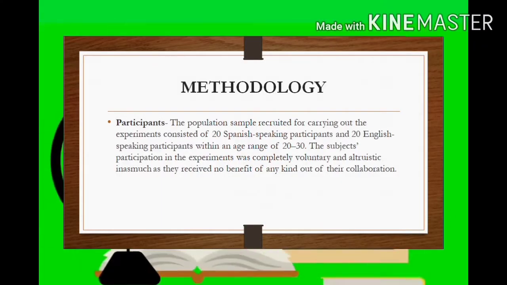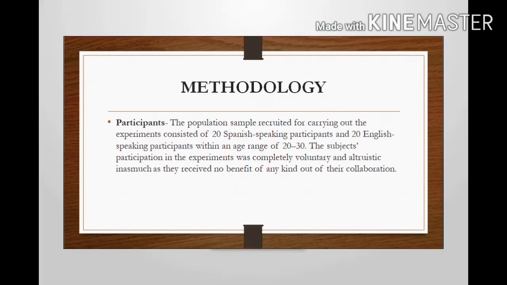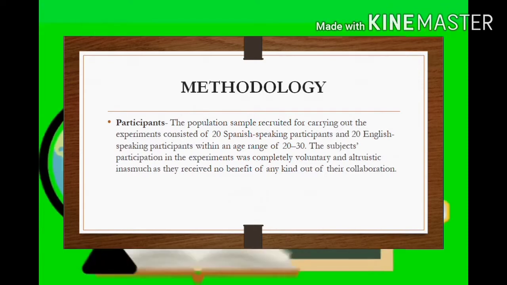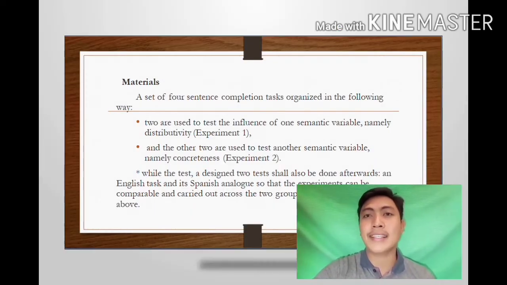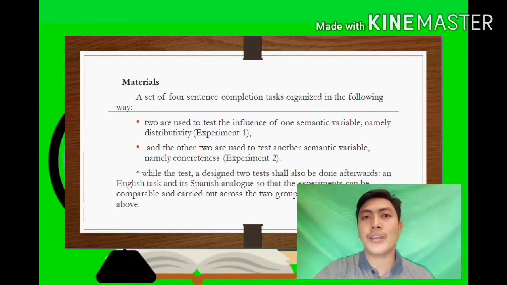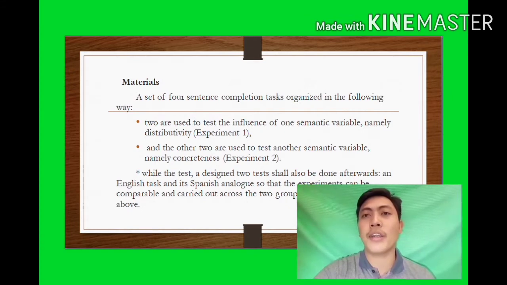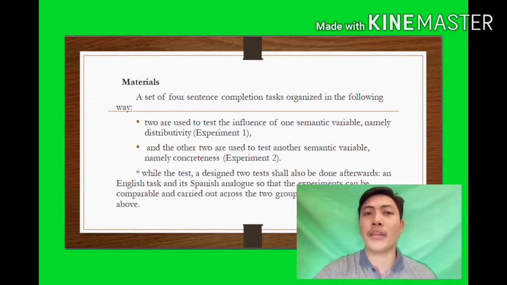Participants were composed of 20 Spanish-speaking participants and 20 English-speaking participants aged 20 to 30. A set of 4 sentence completion tasks was organized in the following way: 2 are used to test the influence of one semantic variable, namely distributivity, and the other 2 are used to test another semantic variable, namely concreteness.